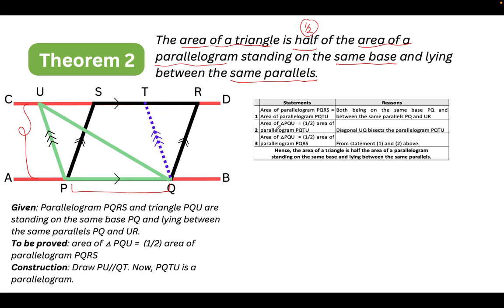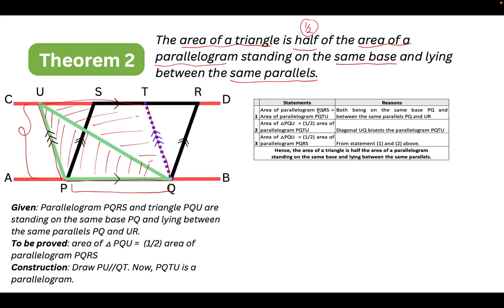Now the area of triangle PQU is equal to half the area of parallelogram PQTU. Why? Because it is divided by diagonal QU into half area. So this area is equal to the lower area. Okay, the lower triangle is equal to the upper triangle in area. So the lower triangle PQU is equal to half the area of parallelogram PQTU. Okay, this is the second statement.